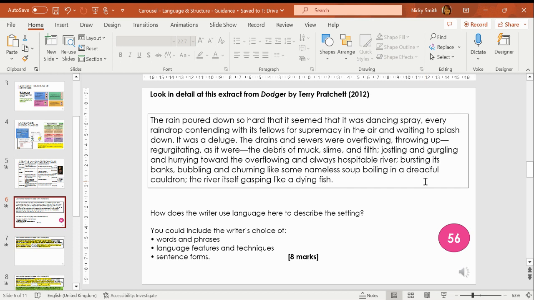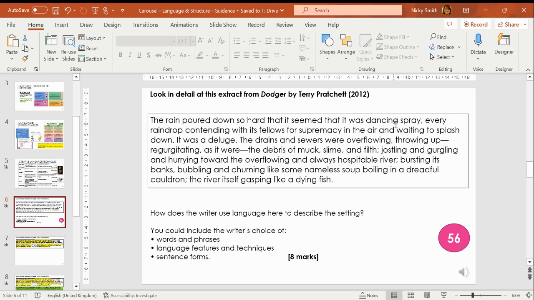Hospitable river is a bit more positive, as is dancing spray. But then when that's combined with muck, slime and filth, throwing up, regurgitating, those are the words that make the entire paragraph seem as if the rain and the setting is being portrayed in a negative light. So now we've got that in mind, we almost have a general effect. So that makes the effect part of your analysis easier. But then think, yes, but which words and phrases really created that image?